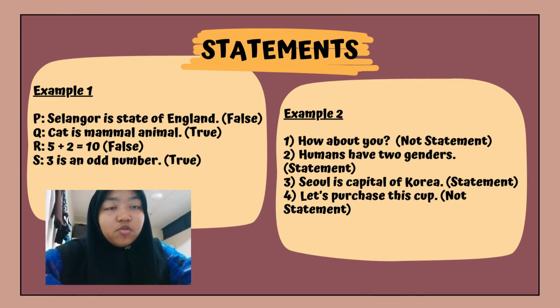Okay, then we move on to the statements. There are two examples. For the first example, P, Selangor is part of England. So this is false. For Q, cat is a mammal animal. It is true. For R, 5 plus 2 equal to 10 is false. S, 3 is an odd number, it's true.